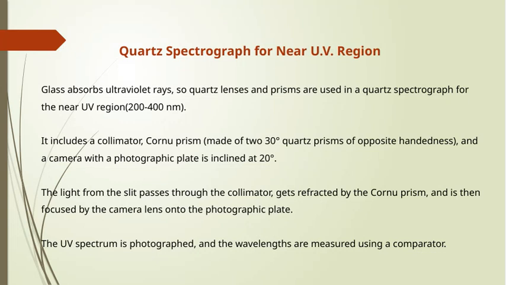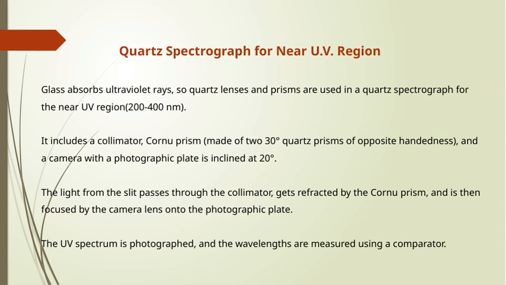Let's take a closer look at the quartz spectrograph used for the near ultraviolet region. As you can see, glass tends to absorb ultraviolet rays, which is why we use quartz lenses and prisms in this setup. Quartz is transparent in the 200 to 400 nanometer range, making it ideal for detecting UV light. This spectrograph includes several key components: a collimator, a Cornu prism, and a camera with a photographic plate. The photographic plate is inclined at about 20 degrees to optimize the focus and exposure.